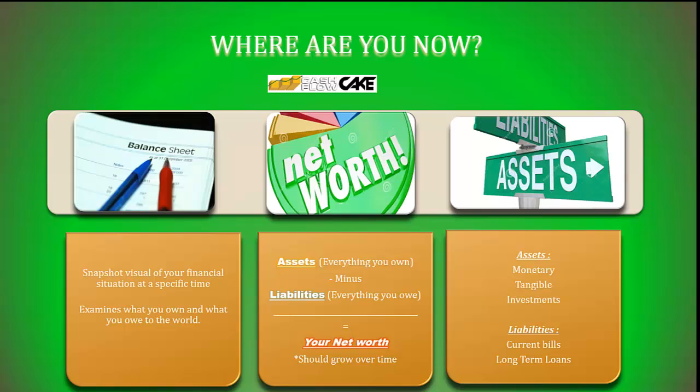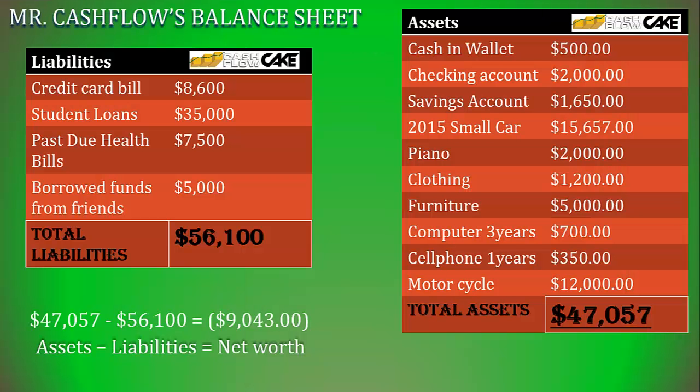So let's go ahead and dig into an example. Let's say for an example that you went out and you borrowed $5,000 from your friend. You had a student loan of $35,000. And you have some health bills for $7,500, and a credit card bill for $8,600. Your total liabilities are $56,100.